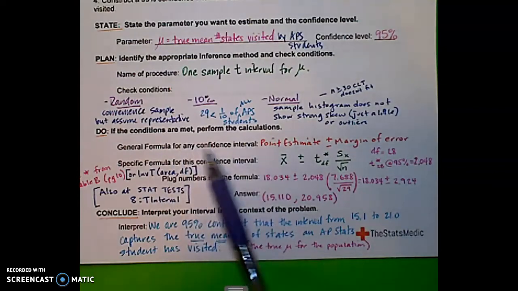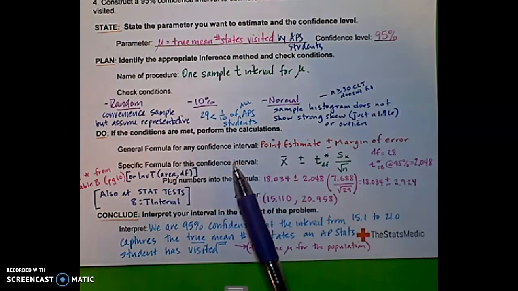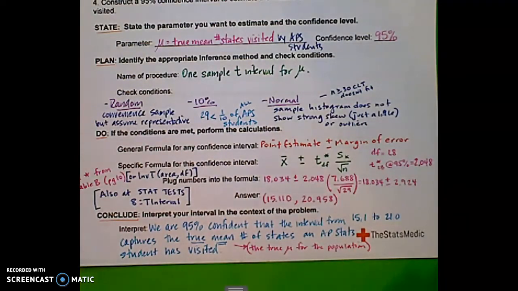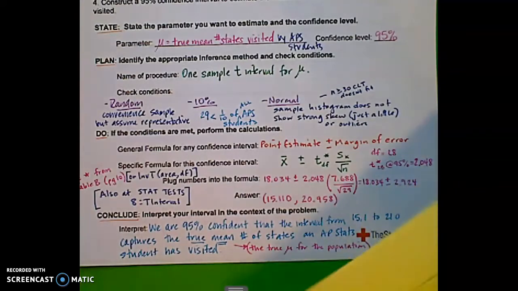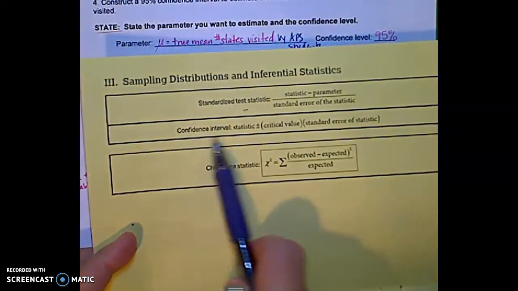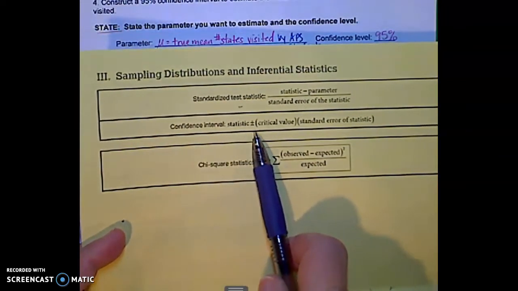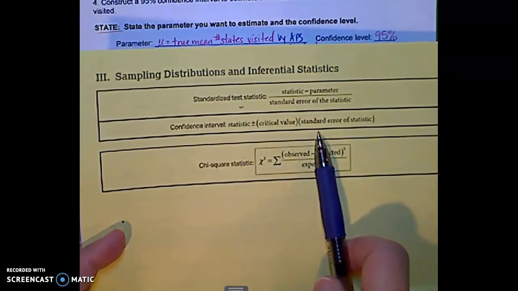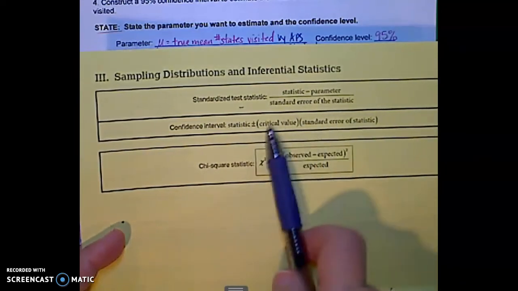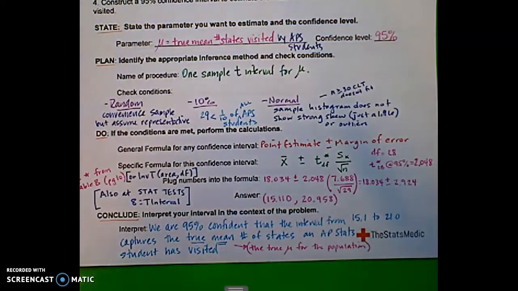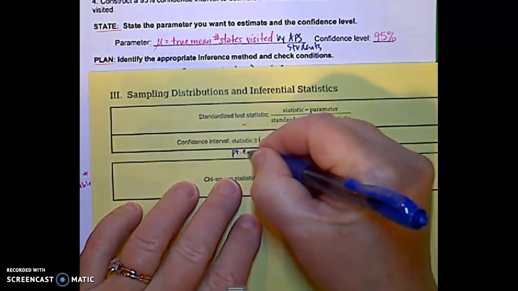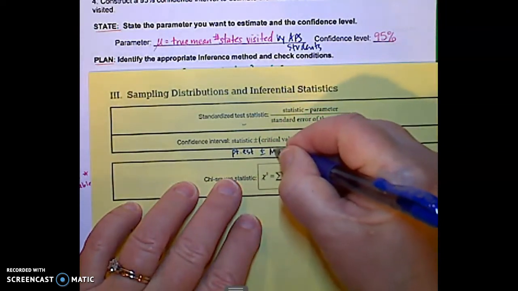The general formula for any confidence interval, and this is actually in your yellow book, is point estimate plus or minus margin of error. And that's shown here. This is page 4. Confidence interval is the statistic plus or minus critical value times standard error of statistic. That is our point estimate plus or minus the margin of error. You could actually add that to your booklet if you don't already have that. This is point estimate plus or minus margin of error.